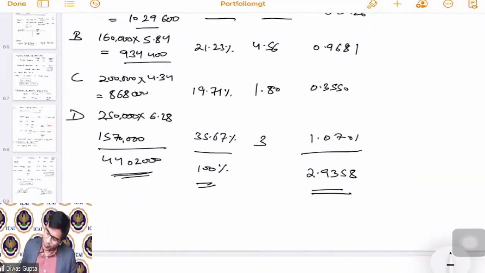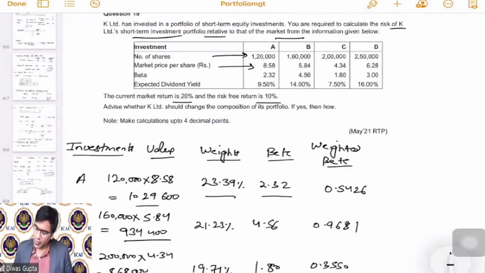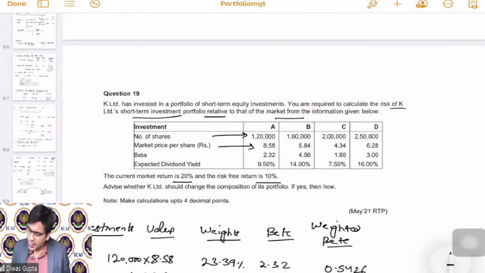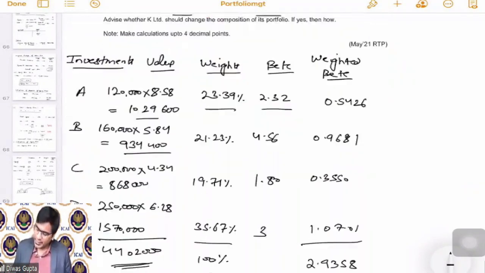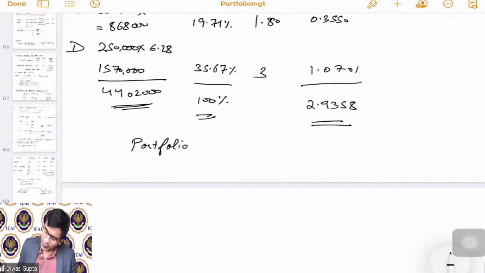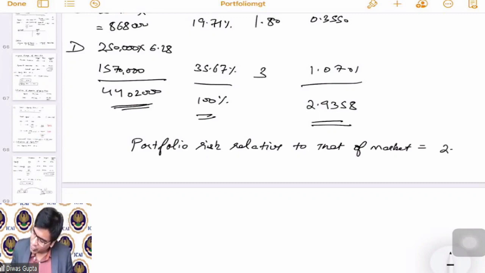Now the portfolio beta, or in the language of the question, because the question is asking us to calculate the risk of K Limited's short-term investment relative to that of the market, which is beta, correct? So the portfolio risk relative to that of the market is equal to 2.9358.